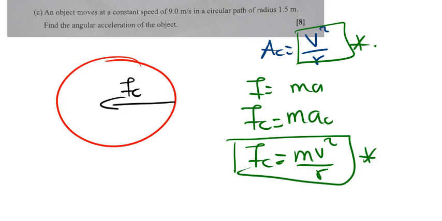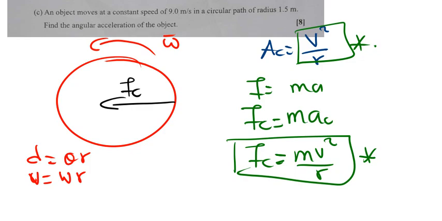Another thing we have to take note of is that when an object is moving around the circle, we have what we call the angular velocity. Angular velocity is directed in that manner. So the linear displacement is given by angular displacement times r. The linear velocity v is given by angular velocity times r. Acceleration is given by angular acceleration times r.